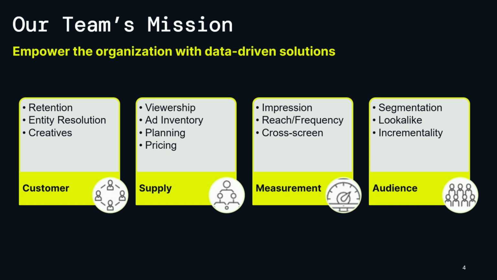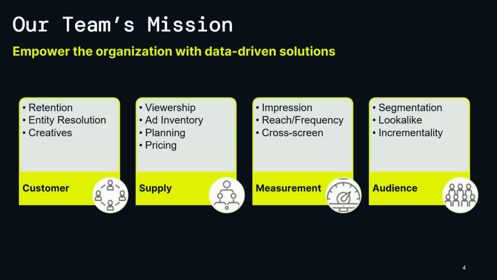For example, the first one, customer. We work on retention, trying to understand the risk of clients turning away, and also we work on entity resolution. How do we identify duplication in our records? How do we simplify some complex hierarchy between the entities? Also, we have worked on creatives. These are usually advertising videos, so we do video processing. How do we do object detection and some categorization for the videos?